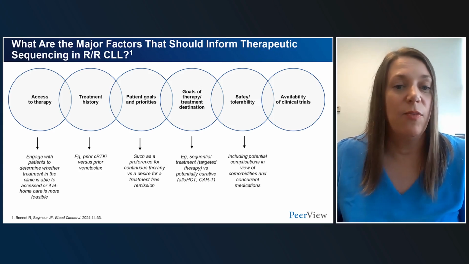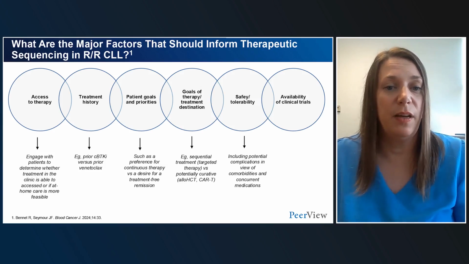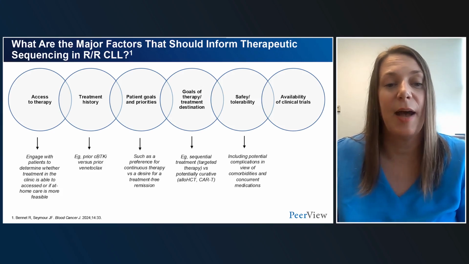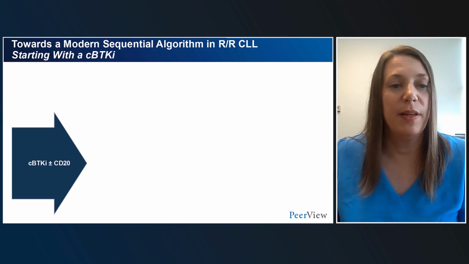And then, of course, for individual patients, what is going to be the expected safety and tolerability? Do we have to think about comorbidities? Do we have to think about concomitant medications and things like that? So let's think about some different scenarios.